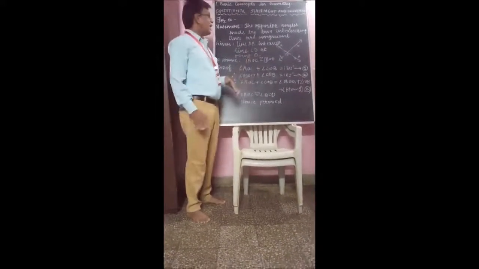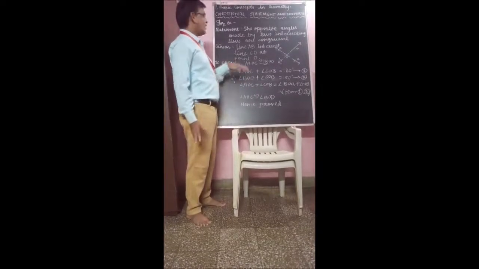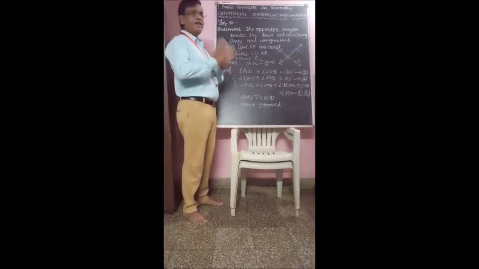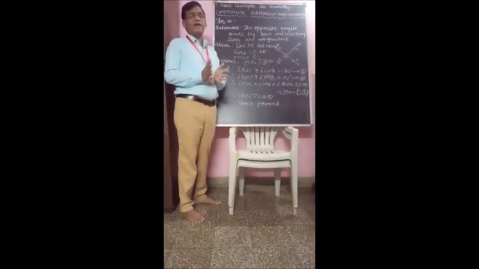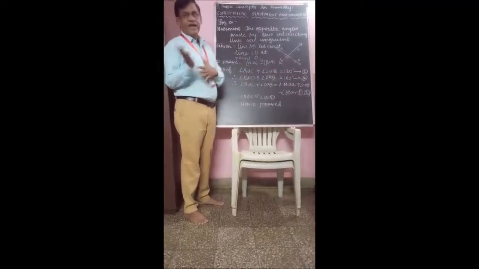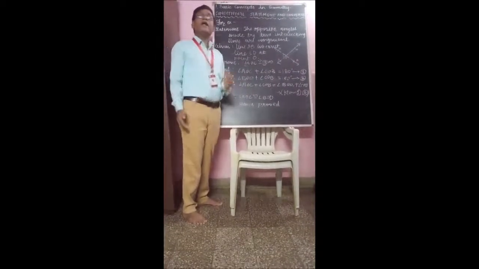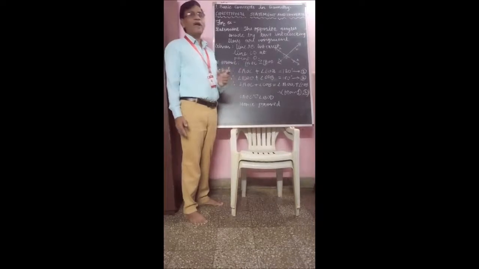Another proof is called indirect proof. How do we prove any geometric statement indirectly? This is direct proof. Sometimes we go to indirect proof to prove a statement.